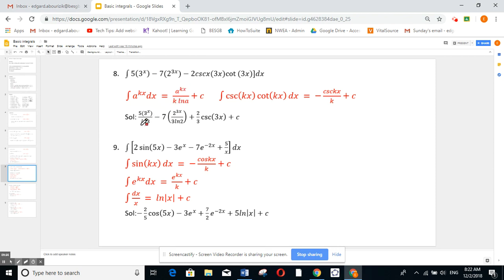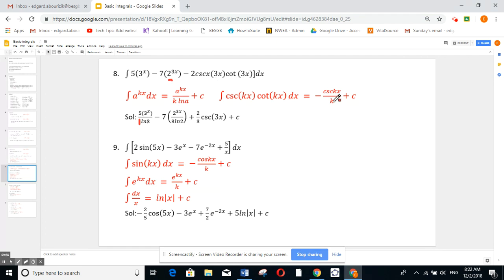K is 1, so no need to put it. And because I have 3 power x, in derivative we used to multiply by ln 3. Here we divide by ln 3. Here the same thing: 2 power 3x remains as it is, divided by the derivative, which is 3, and we add to it ln of the base, ln 2.